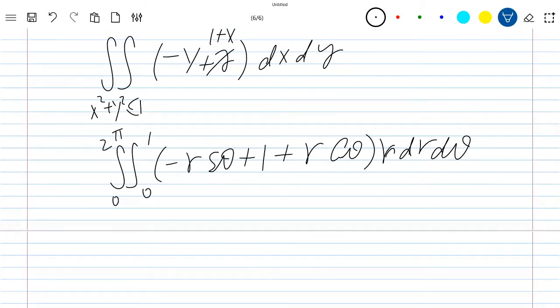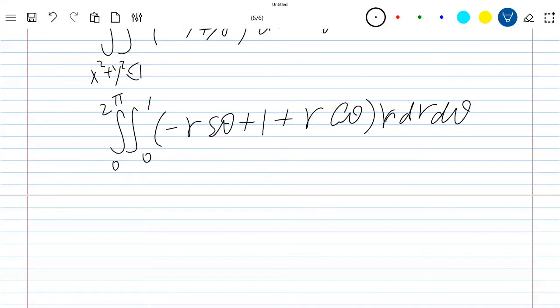If you have some experience, you should realize that when you integrate this sine theta over this d theta, you'll get negative cosine theta, and plug in limits, it's gone. Cosine theta will give you sine theta, plug in limits, it's gone. So all we have is just 1 times that, which means the area, and the area of the circle is just pi, because the radius is 1. So we're done with the second part.